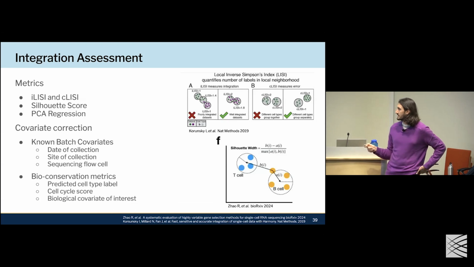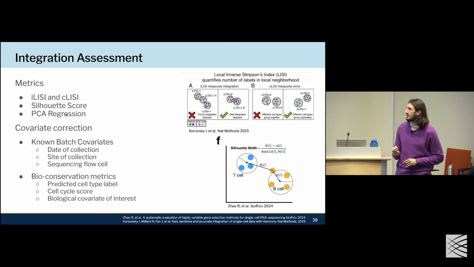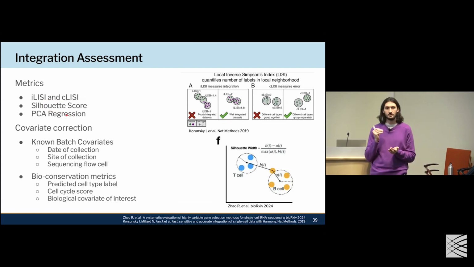There's a lot of nice benchmarking papers. I really suggest a Malta Luecken paper, I think it's from 2021, about the integration benchmark, scIB they call it, because they are very thorough in how they go through integration. But I want to talk about these 3 metrics: the iLISI and the cLISI score, the silhouette score, and the PCA regression. There are 3 metrics that we can use to assess how well the integration has worked.